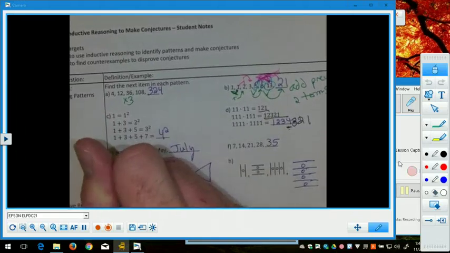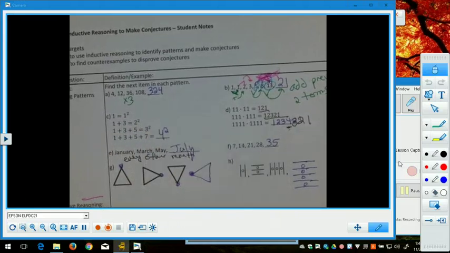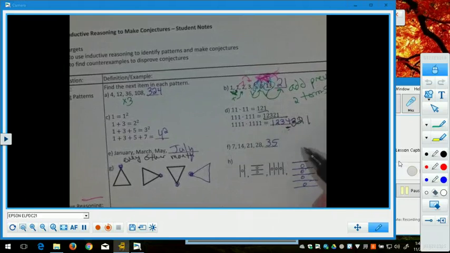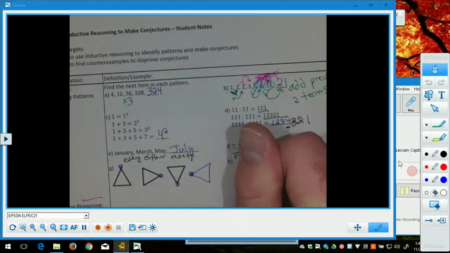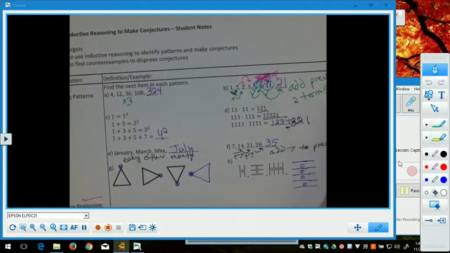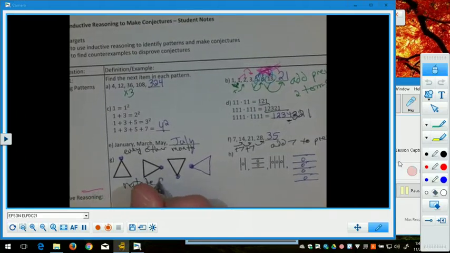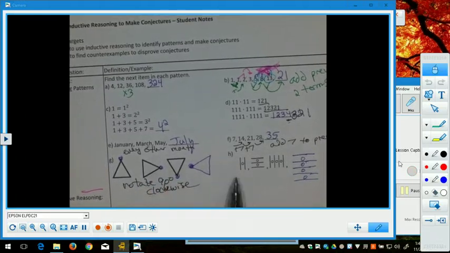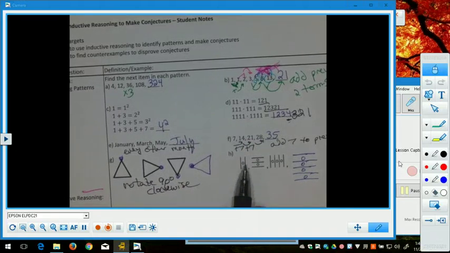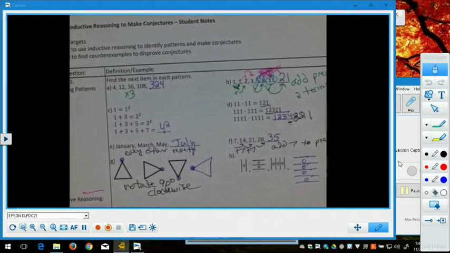E is skipping every other month, starting in January. Number 7, that's just multiples of 7, or they keep adding 7 to get the next term. So add 7 to the previous term. Letter G, geometrically, they are rotating it 90 degrees clockwise each time. And letter H, it's rotating between vertical lines and horizontal lines, vertical lines and horizontal lines. And every time they rotate it, they add another line in a circle to it.